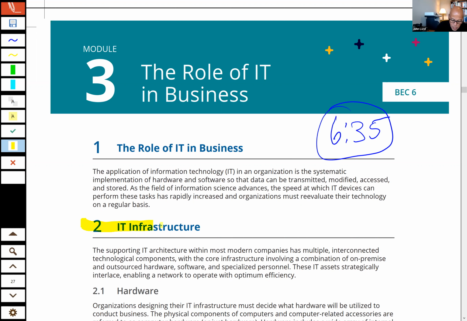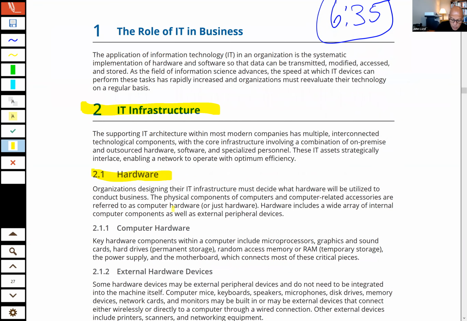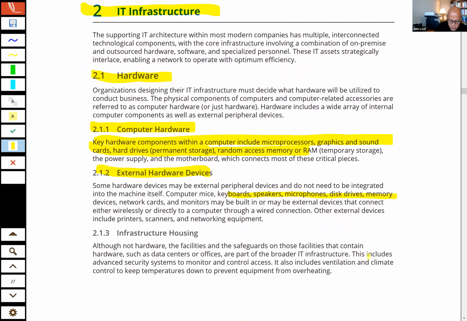So we start out talking about IT infrastructure, and our IT infrastructure is going to include our hardware, etc. When we talk about hardware, we have the computer hardware, which is the actual machine itself, and all its guts and internal pieces can constitute the computer hardware. But then you also have external hardware devices such as keyboards, speakers, mice, etc. I think you kind of know this kind of stuff.